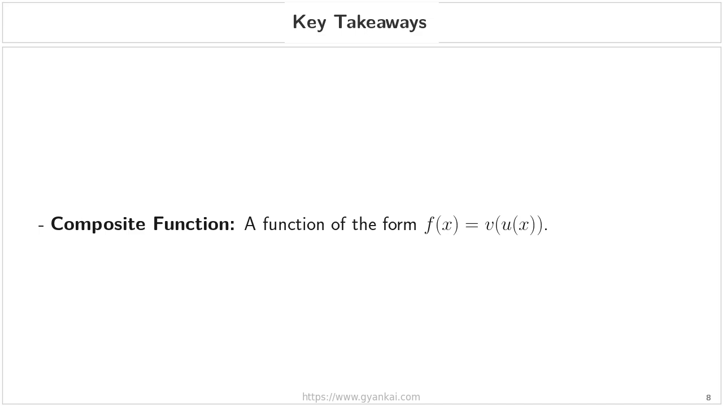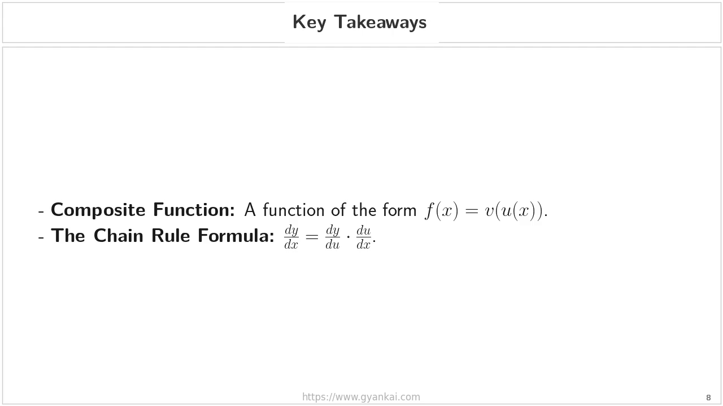First, let's remind ourselves what a composite function is. As we discussed at the beginning of the session, it is essentially a function inside a function, which we represent mathematically as f of x equals v of u of x. Next, let's revisit the formal chain rule formula. The derivative of y with respect to x is equal to the derivative of y with respect to u, multiplied by the derivative of u with respect to x.